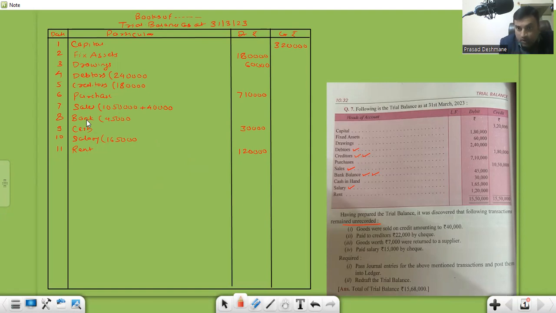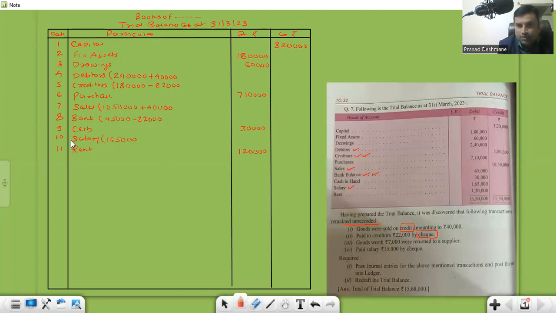And since we sold these goods on a credit basis, when we sell goods on credit, that person becomes a debtor for us. So I'll increase the debtors as well, 40,000. Next one, we have paid to creditors. Paid to creditors means we made payment to creditors. So our creditors balance, our dues, will reduce by 22,000 because we made payment. And since we made payment by check, my bank balance also decreases. Where is the bank balance here? 22,000.